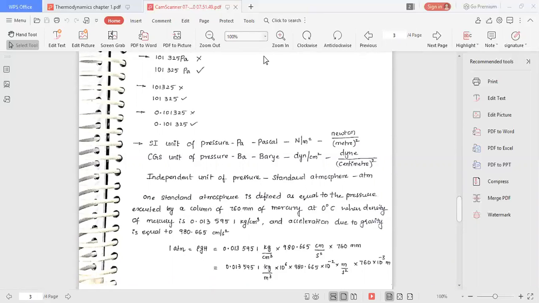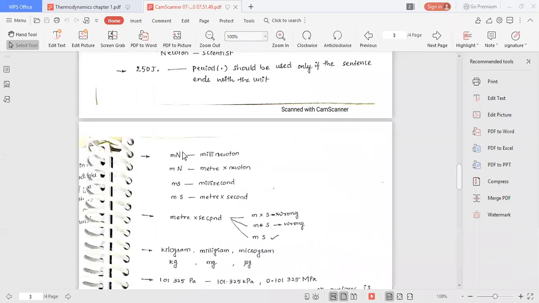What is dyne? Is it a CGS unit or an SI unit of force? Dyne is a CGS unit. Correct. Good. Okay, now we will continue further.